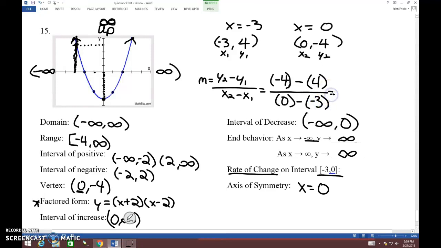So when you solve this, -4 minus 4 is going to give us -8. And then 0 minus -3 is going to give us +3. Now you could leave your answer as -8 over 3, or you could simplify it down. I would simplify this down to a decimal and say it's -2, should be 2/3, which is 6 repeating. So for the rate of change, we would simply write down either -8/3, or you could write down -2.6 repeating.